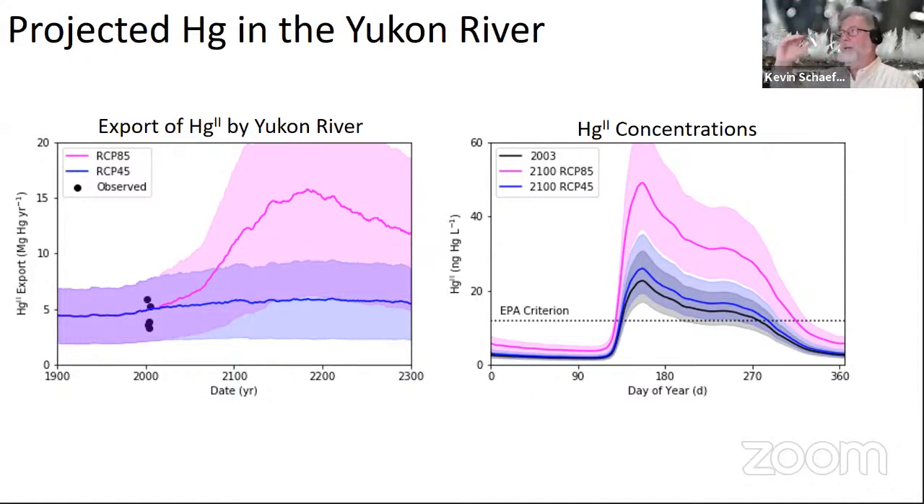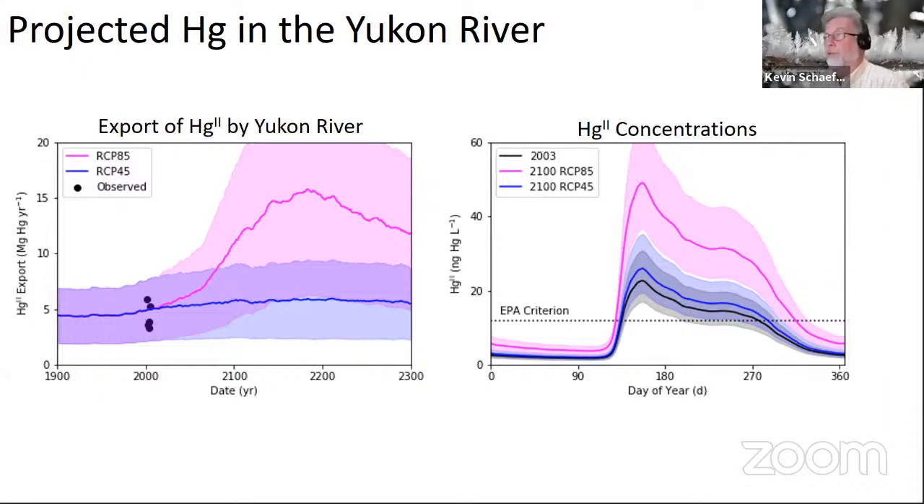And so you get a peak in concentrations. And then over the summer, it stabilizes and then slowly decreases. And then in the fall, you see the river starts to refreeze up and the flow goes down, and so does the concentration. For the RCP45, which is the blue line, we see increases in concentrations, but not a heck of a lot more than what we have right now.